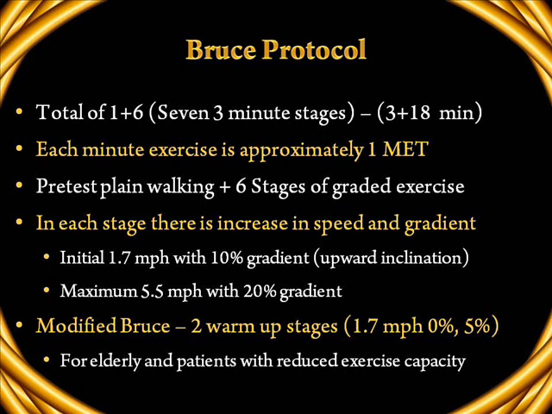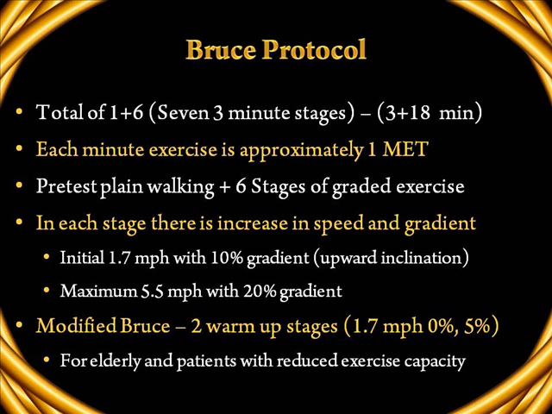In each stage, there is an increase in the speed of the treadmill and the gradient also increases. Initially, the starting speed is 1.7 miles per hour with a gradient of 10%. Gradient is the upward inclination of the treadmill platform. The maximum exercise level, stage 6, is equal to 5.5 miles per hour with a gradient of 20%.